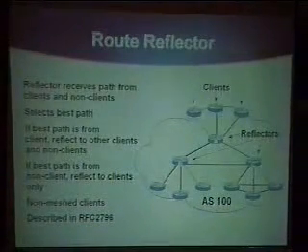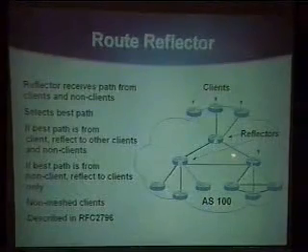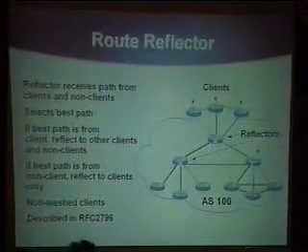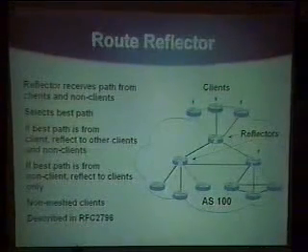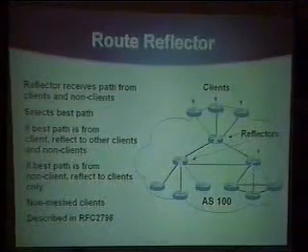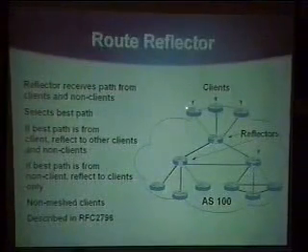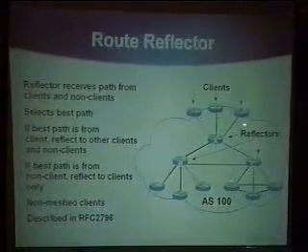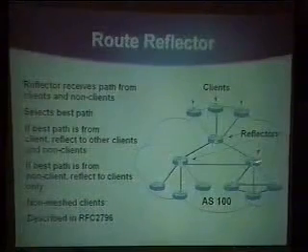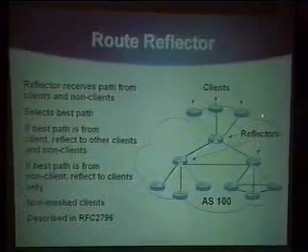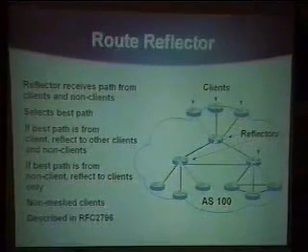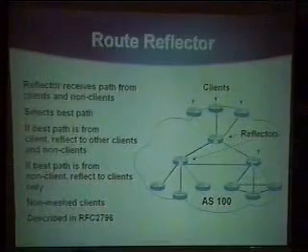Okay, so the layout in the network could be something like this. You've got your route reflectors in the core, you've got your clients scattered around the edge. Reflector will receive path information from clients and non-clients. So receive something from the client, it will pass it on to non-clients and other clients. If it sees something from, say, B and C, it will pass it on to the clients, and so forth. Okay? So it's just a simple way of changing how the IBGP behaves.